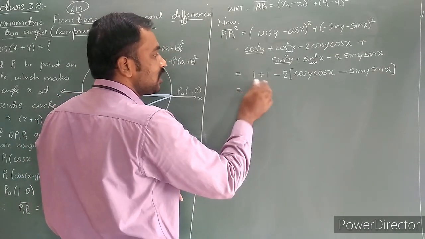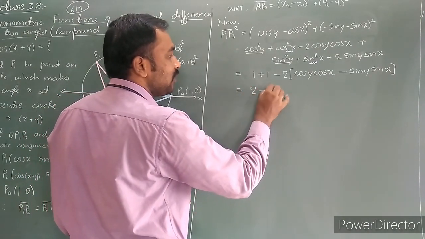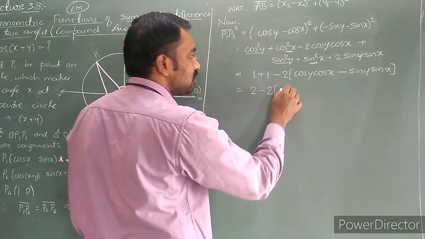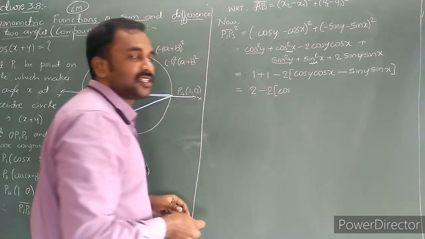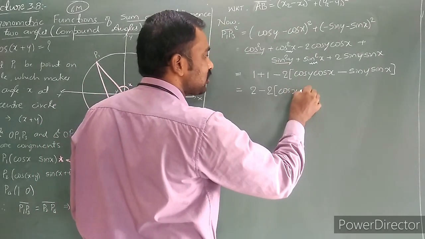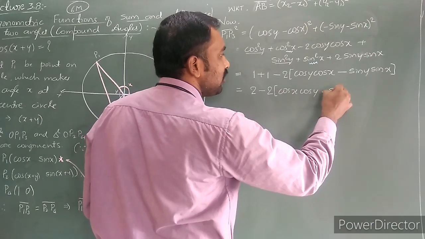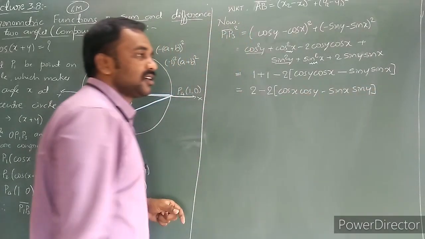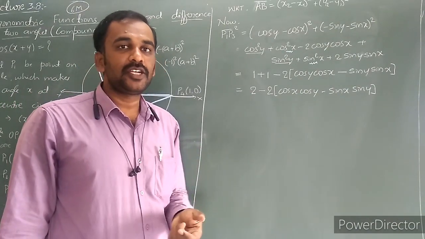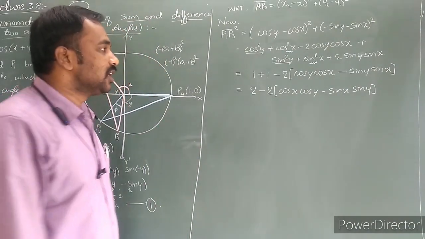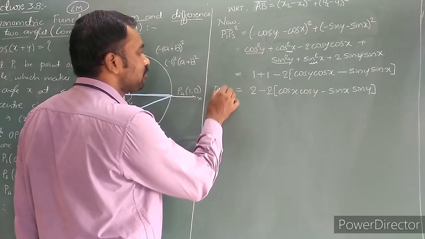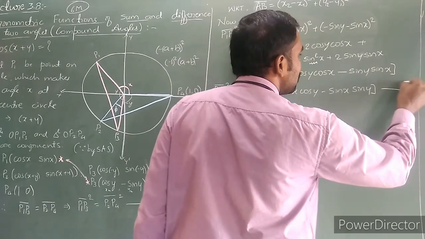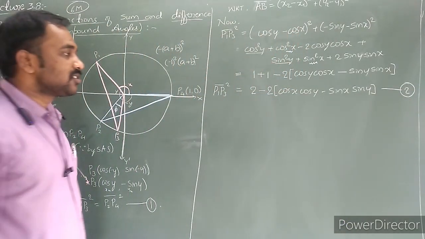Okay, what is this 1 plus 1? 1 plus 1 is 2, minus 2 into these two terms. So instead of writing cos y cos x, I just write cos x into cos y minus sin x into sin y; none other than the same. A into b is the same as b into a due to the commutative law. So what is this one? This is P1P3 whole square. Call this equation number 2.